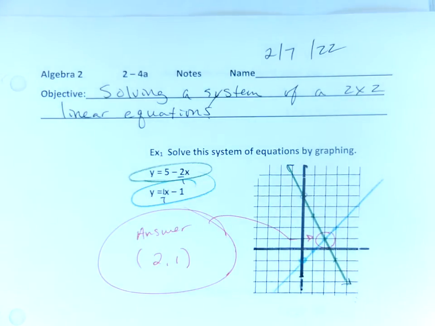Yeah, graphing is not the best way to do it. It's a good visual, like, hey, yeah, the answer's there, I see that. But it's not the best method because sometimes they might not intersect exactly on the grid. Does that make sense? So having another method is better. So let's look at example 2, and I'm going to show you what I mean.